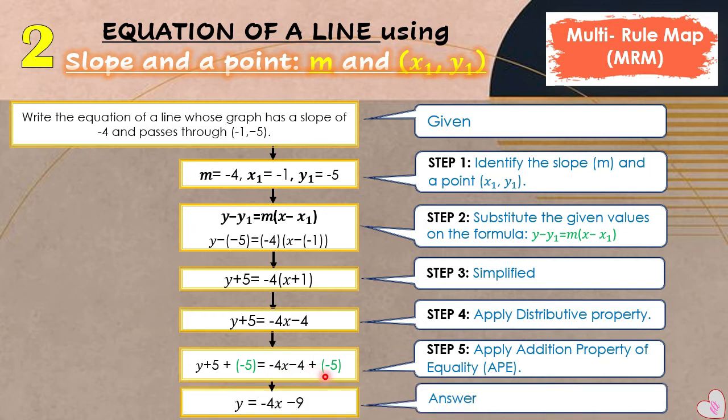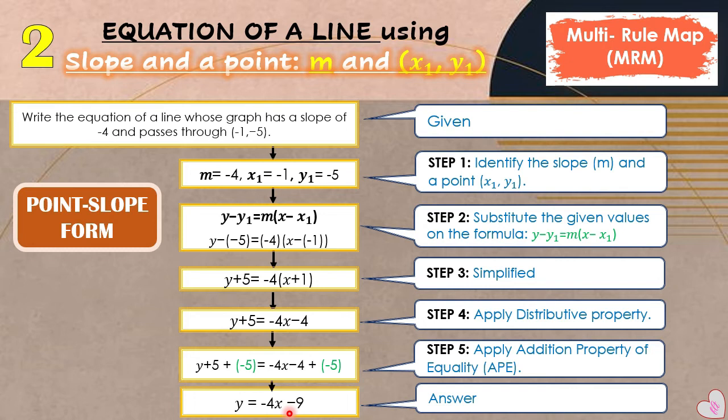So by simplifying, we will have the answer y is equal to negative 4x. So you have minus 4 plus negative 5. In addition of integers, same sign again, add and keep. So we will have negative 9, or we're going to write it as minus 9. So we have y is equal to negative 4x minus 9. And again, that is an example of point-slope form in the formula y minus y sub 1 equals to m times quantity x minus x sub 1.